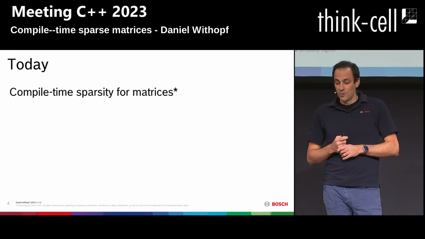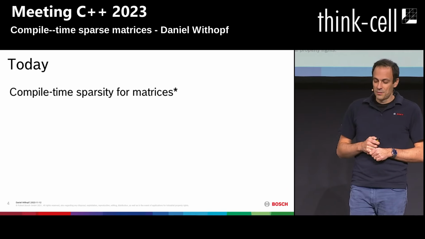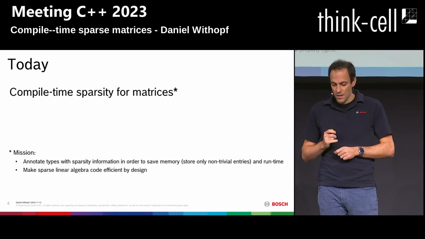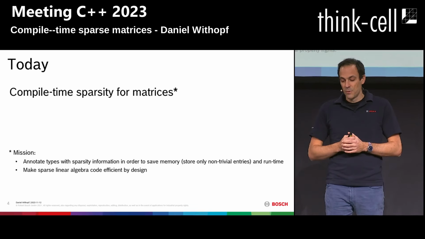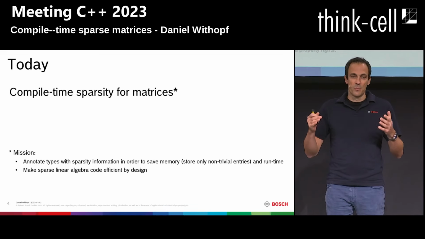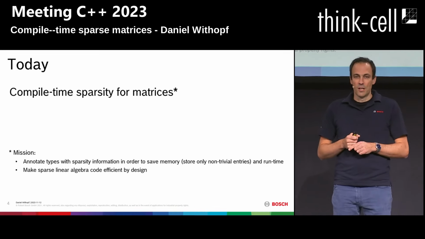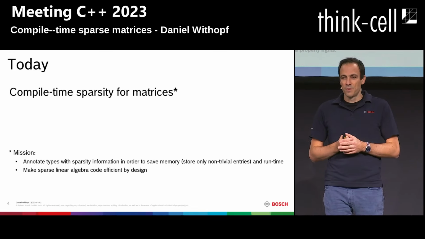But as you probably know, it's not 2021 anymore, so we are today in 2023. So today's topic is compile time sparsity for matrices. And here we again follow an overarching mission. So the mission is to annotate types, this time with sparsity information, in order to save memory and runtime if possible. So saving memory for sparse matrices should be fairly straightforward.